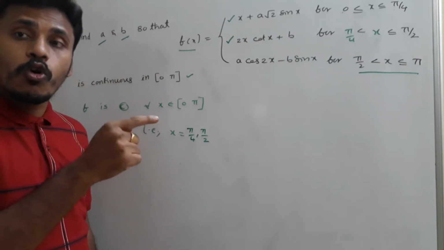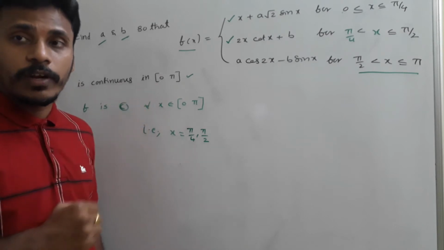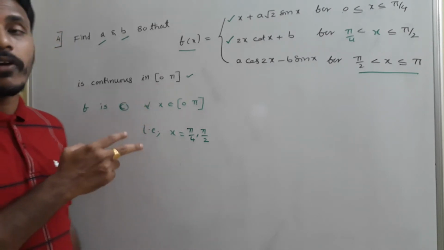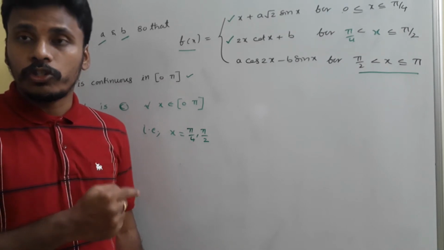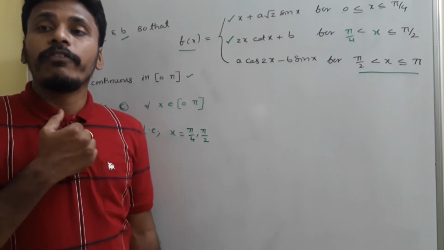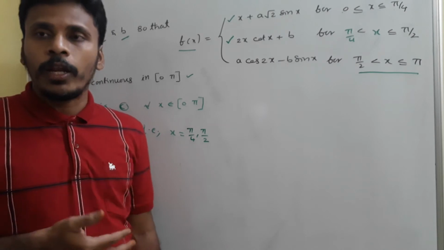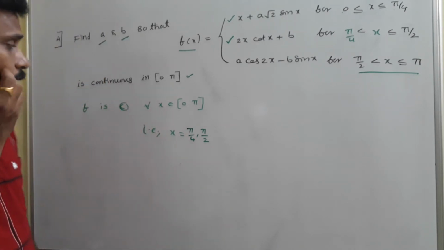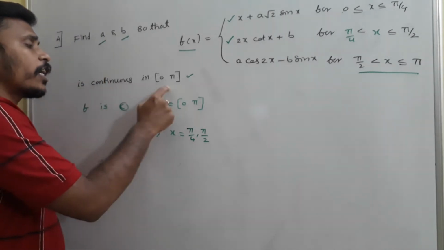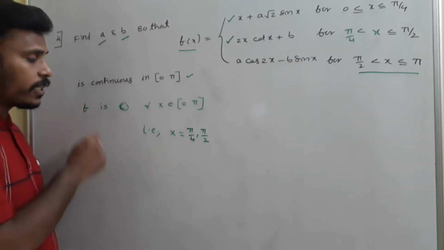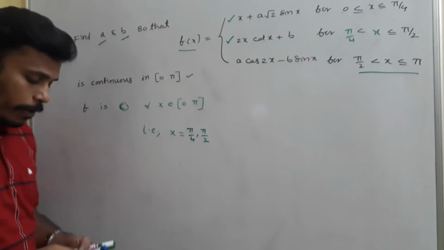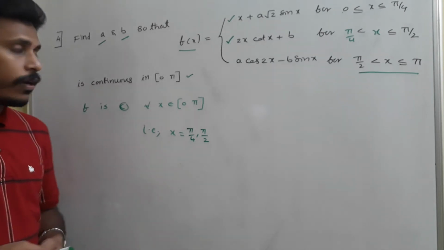So for sure the function will be continuous. But at pi by 4, left and right, the function definition is different. At pi by 2, left and right, the function definition is different. So at pi by 4 and pi by 2, we need to check, and at all other points, without checking, directly we will announce that the function is continuous. Now, it is continuous in the interval 0 to pi. That in turn means that it is continuous at x equals pi by 4 and pi by 2 also. Now, one by one we need to check.